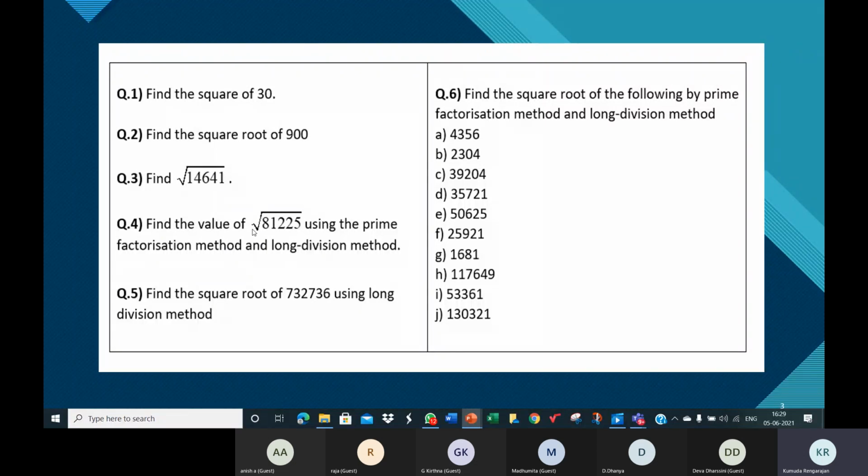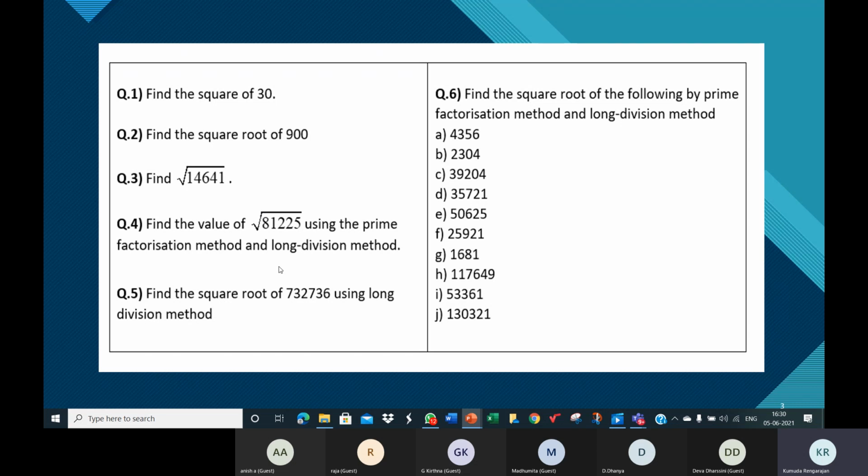All right. So see the fourth one. Find the value of. That means find the value of the square root of 81,225. So find the value of the square root of 225 using the prime factorization method and the long division method. See the next question. Find the square root of 7,32,736 using the long division method.